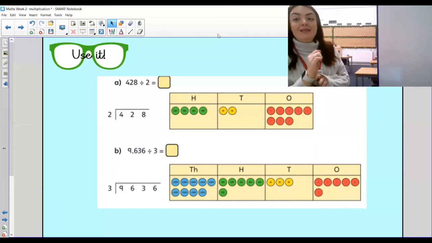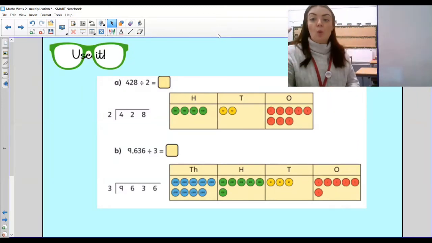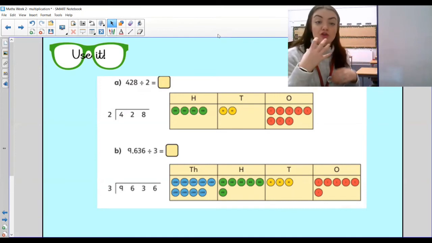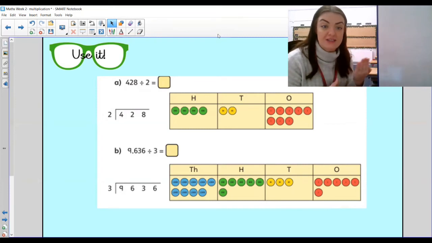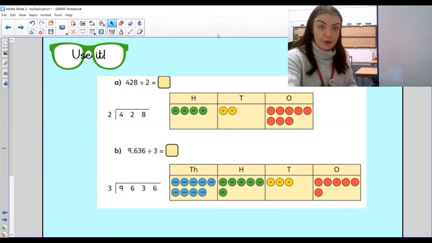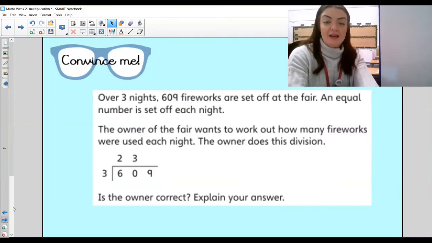So you can really see there how the partitioning method really shows what is happening at each of these steps. But the short division is just really compacting it down and making it a lot quicker and a lot more simple. But you need to understand the partitioning side of it so that you can actually understand what those steps are.